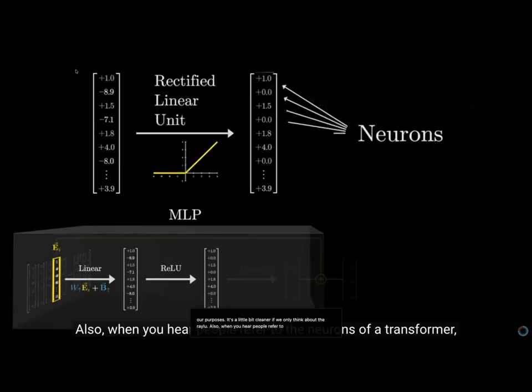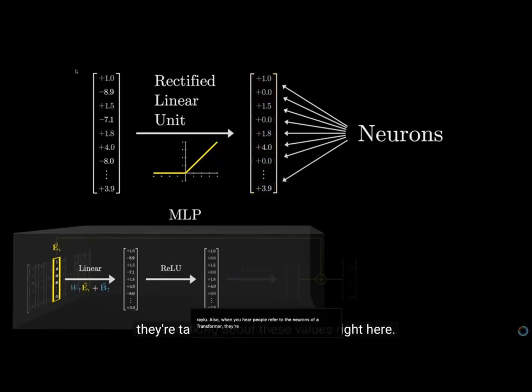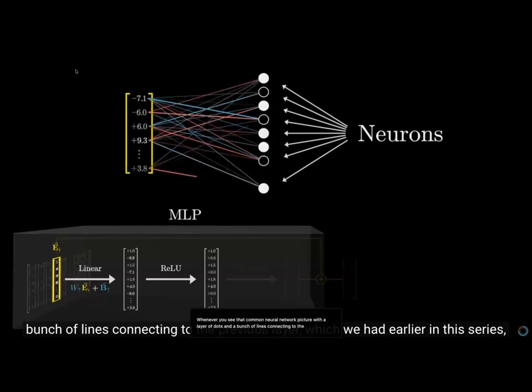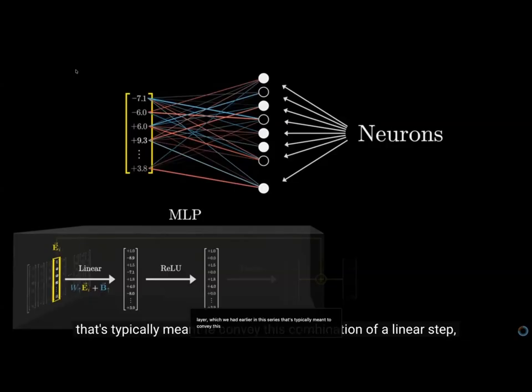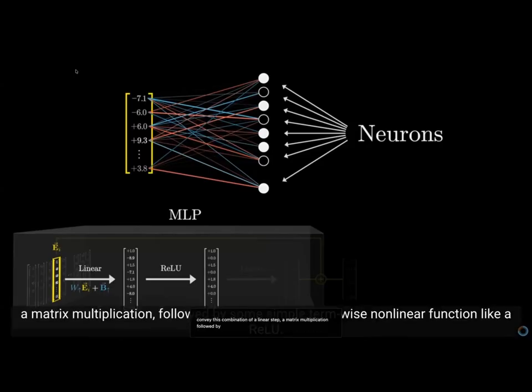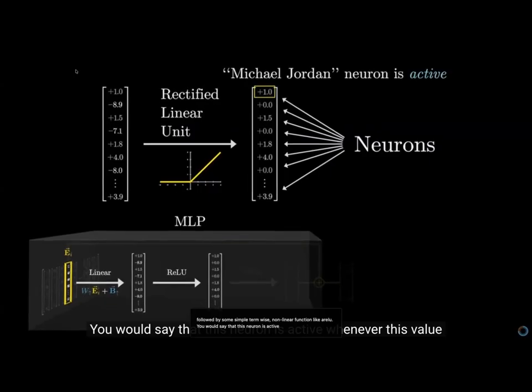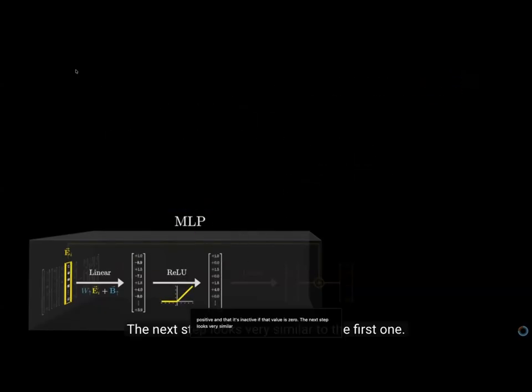Also, when you hear people refer to the neurons of a transformer, they're talking about these values right here. Whenever you see that common neural network picture with a layer of dots and a bunch of lines connecting to the previous layer, which we had earlier in this series, that's typically meant to convey this combination of a linear step, a matrix multiplication, followed by some simple term-wise nonlinear function like a ReLU. You would say that this neuron is active whenever this value is positive, and that it's inactive if that value is 0.